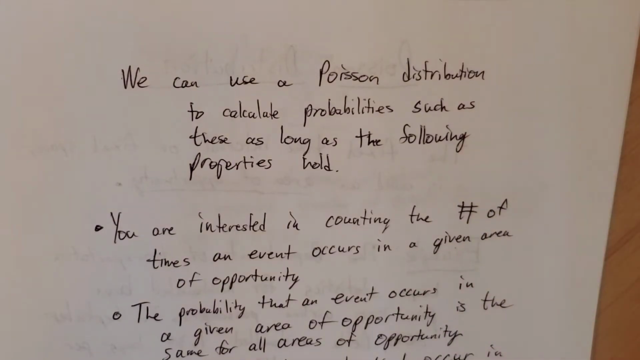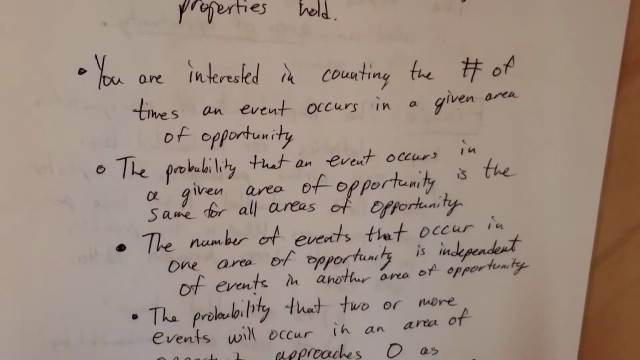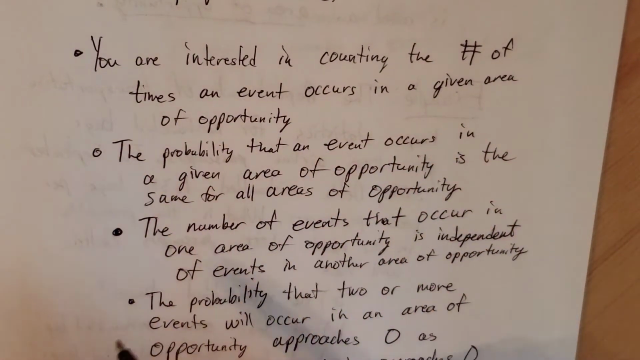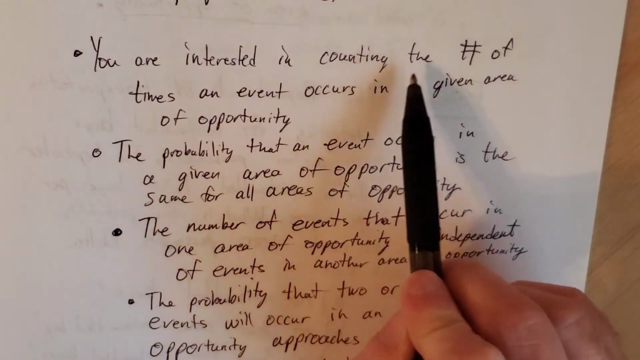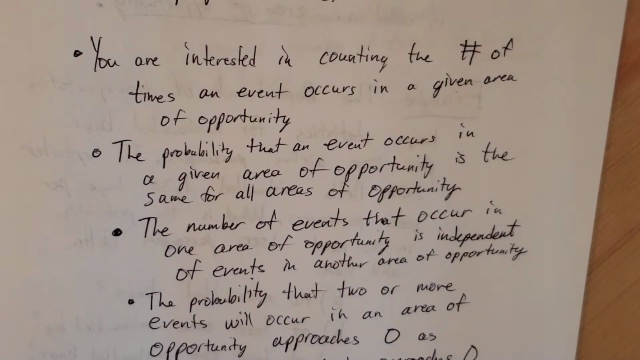There are four properties that need to occur for your instance to be a Poisson distribution, in which case we'll have a formula on the next page that can tell us how to find probabilities related to Poisson distributions. But what are these four properties that need to hold? Well, the first thing is that you want to be interested in counting the number of times an event occurs in a given area of opportunity. We'll need that to be true.